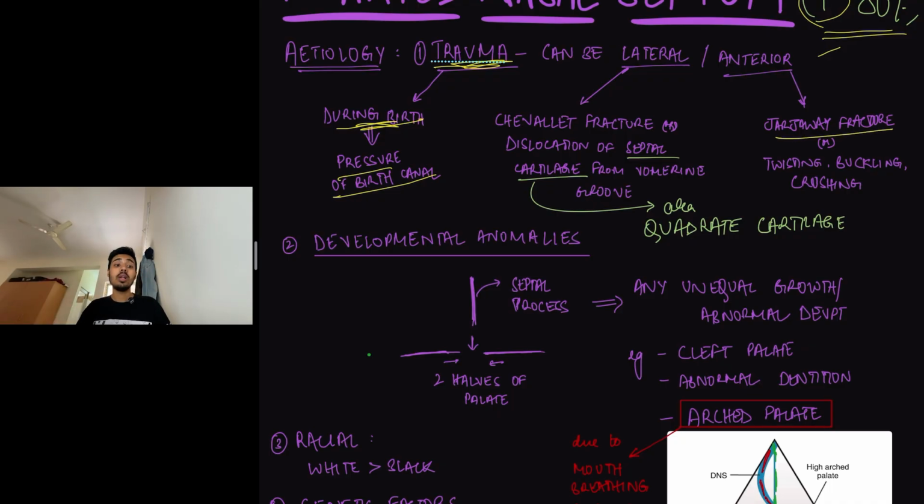Lateral trauma can lead to a fracture known as Chevallet fracture, or it can lead to dislocation of the septal cartilage from the vomerine groove. As we know, the septal cartilage goes and sits in a vomerine groove. So trauma from the side can lead to displacement of this septal cartilage from the vomerine groove. Septal cartilage is a quadrilateral shaped cartilage, so it is also known as quadrate cartilage. So the first cause is trauma: birth canal pressure trauma, anterior trauma leading to crushing, buckling, twisting, or Jarjaway fracture, and lateral trauma leading to Chevallet fracture or displacement of the septal cartilage from the vomerine groove.